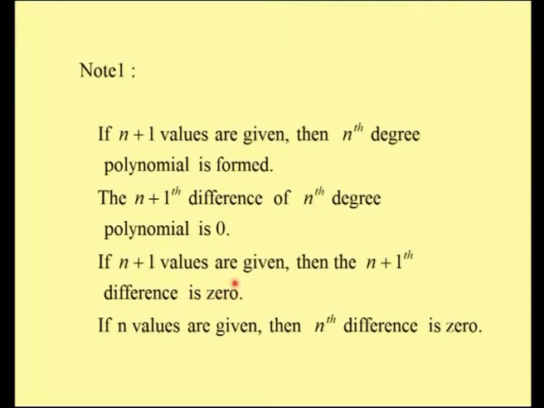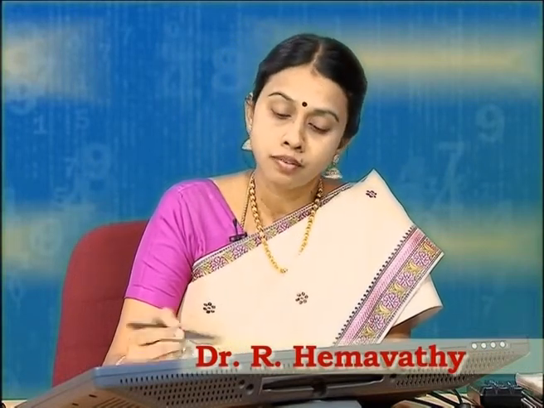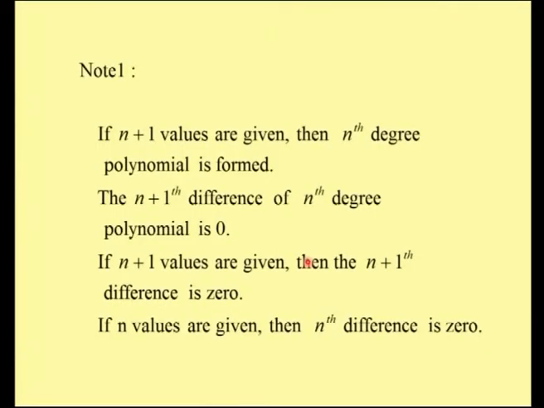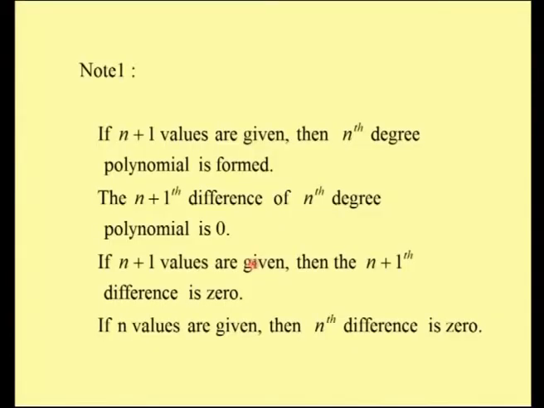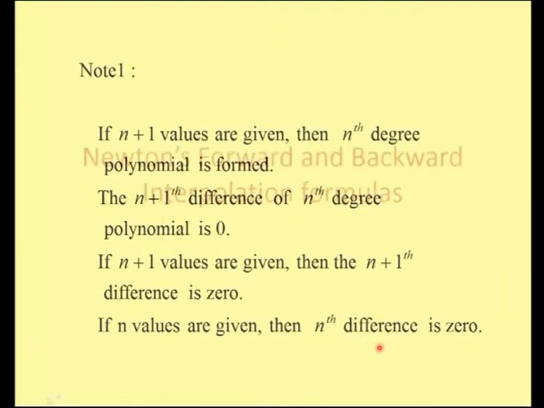We have seen that in a tabular column of 3 values, x naught, x1, x2, we could find out the tabular column only up to del square. Afterwards it becomes 0. So, del cube of a set of 3 pairs of values will be 0. So, if n plus 1 values are given, then the n plus 1th difference is 0. If n values are given, the nth difference is 0. Using this we are going to construct a polynomial in x.